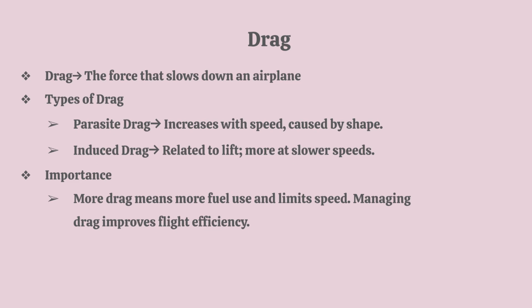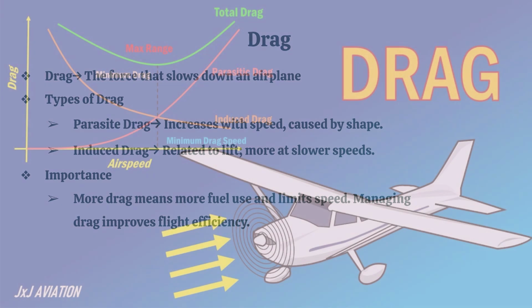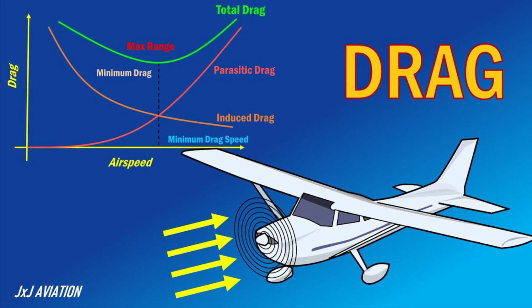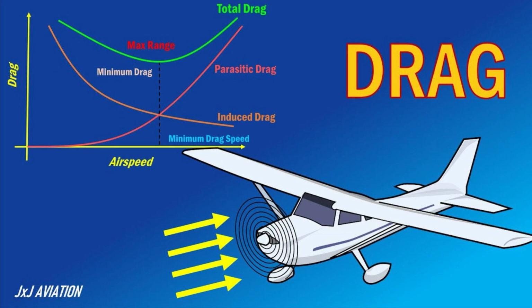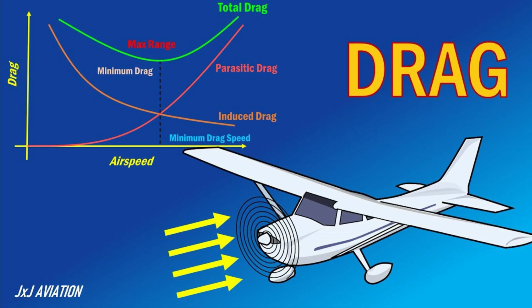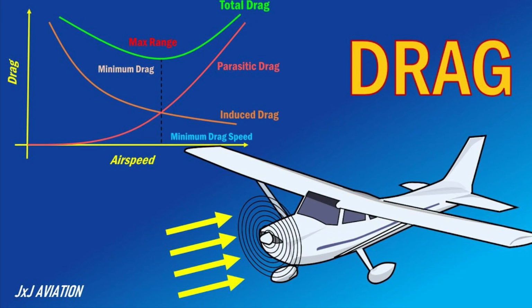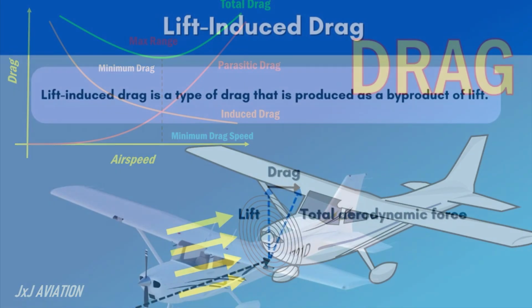Drag is the force that slows down an airplane, and it comes in two main types. Parasite drag is caused by the shape of the plane and increases as the plane goes faster. This happens because air resistance pushes against the plane's surfaces, creating friction. The smoother the plane's shape, the less parasite drag it creates.